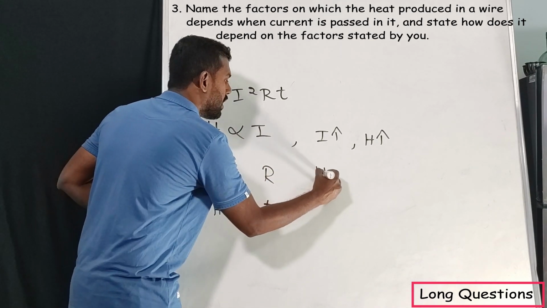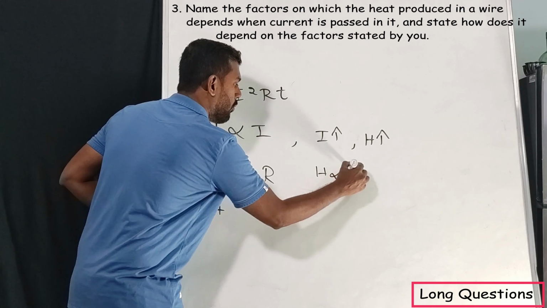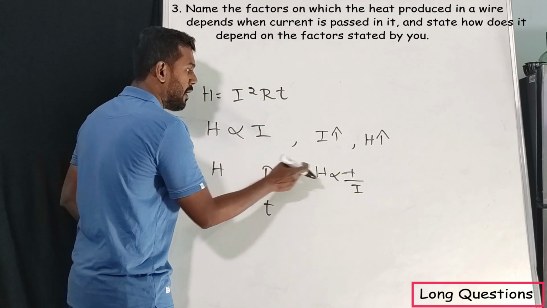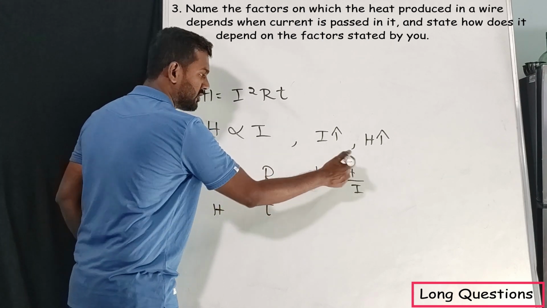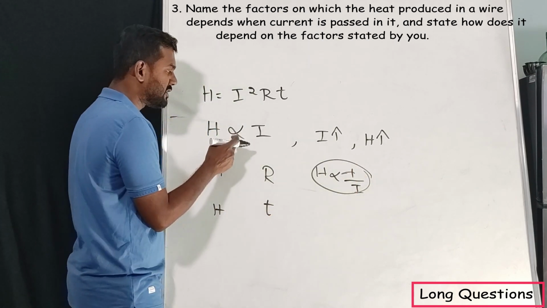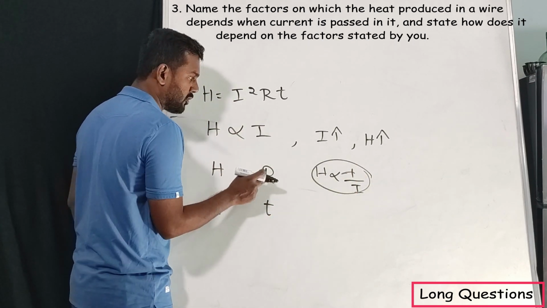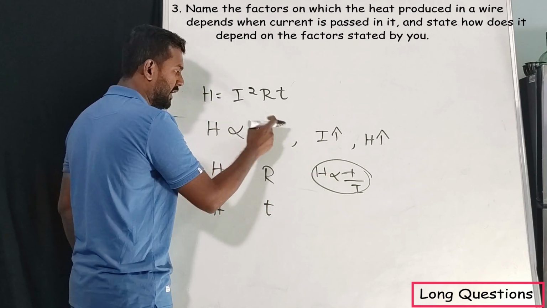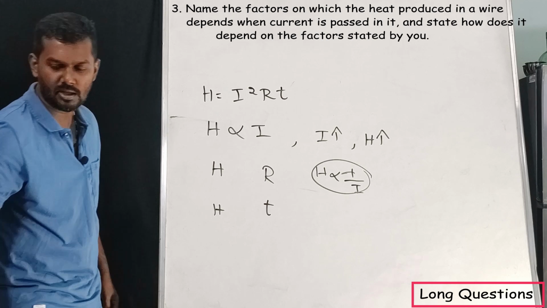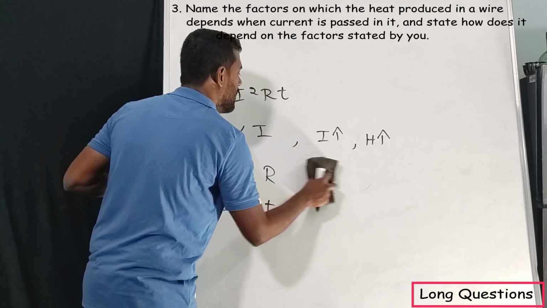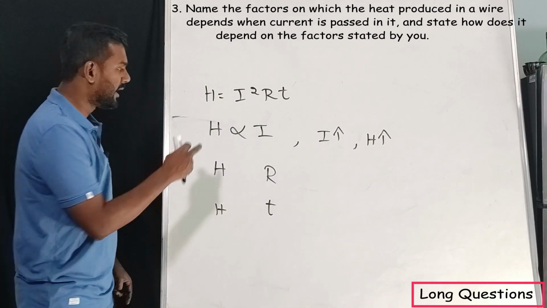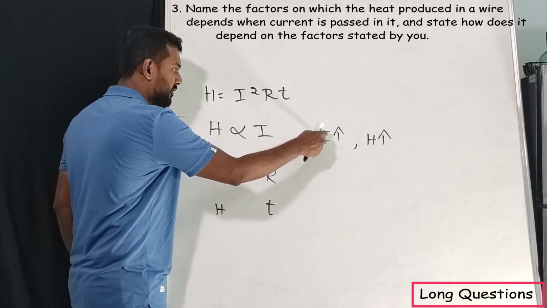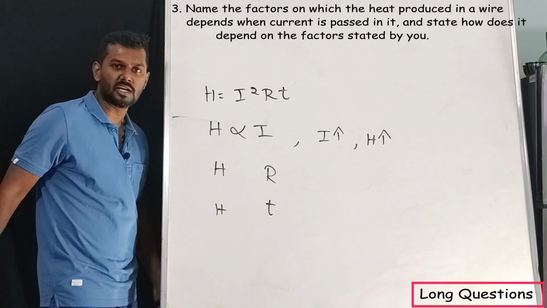If I write 1 by I, the same symbol, but this is 1 by I, correct? So this is not correct. I am telling the difference between directly proportional and inversely proportional. The symbol is same. If I write it in the numerator, directly proportional. If I write it in denominator, it is inversely proportional. Now heat is directly proportional to current. You can write like that, or else if current increases, heat energy also increases.